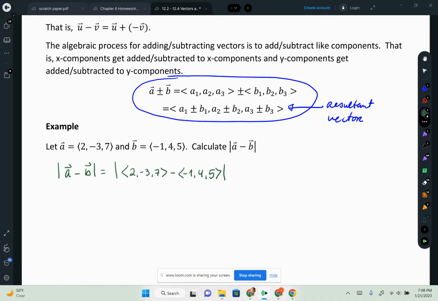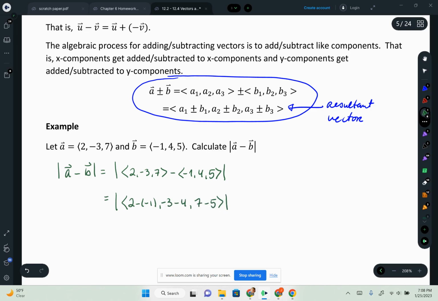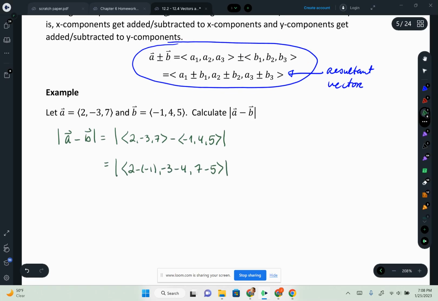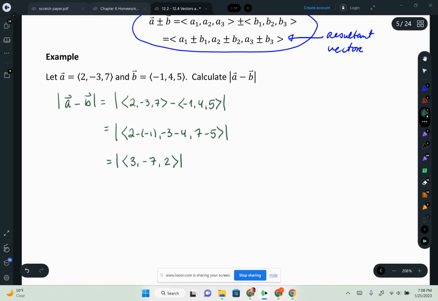Then I'm going to go ahead and combine my like components. This is equal to the magnitude of 2 minus a -1, -3 minus 4, 7 minus 5. That takes care of my subtraction. I need to just combine those now. So I still have the magnitude, and my vector, the difference vector, is now going to be 3, -7, and 2. All right. Now I can take the magnitude. Remember, the magnitude by definition is going to be the square root of the sum of squares of the components.